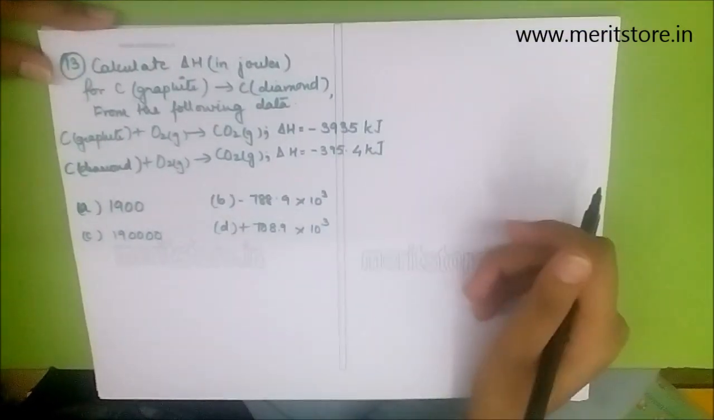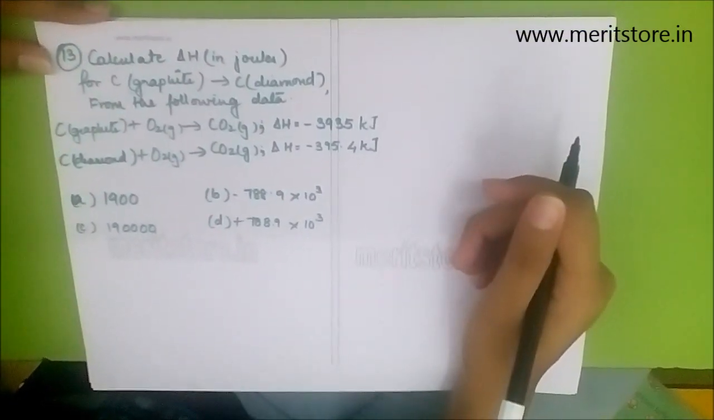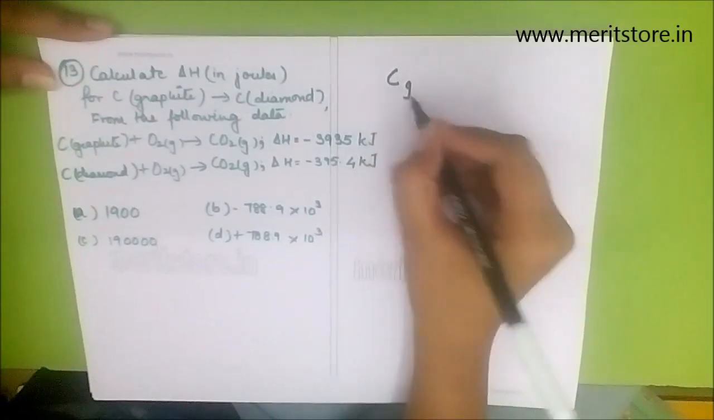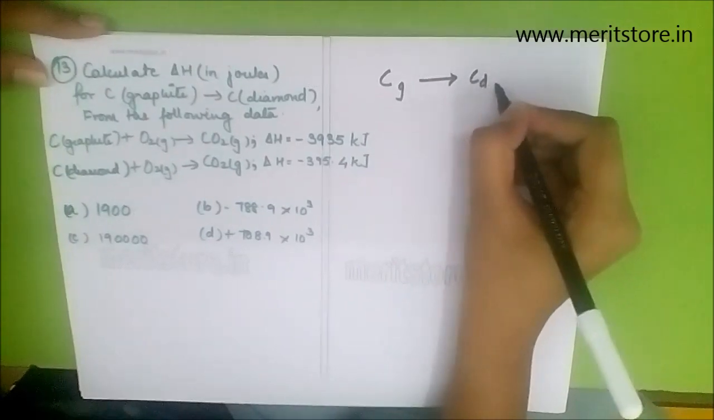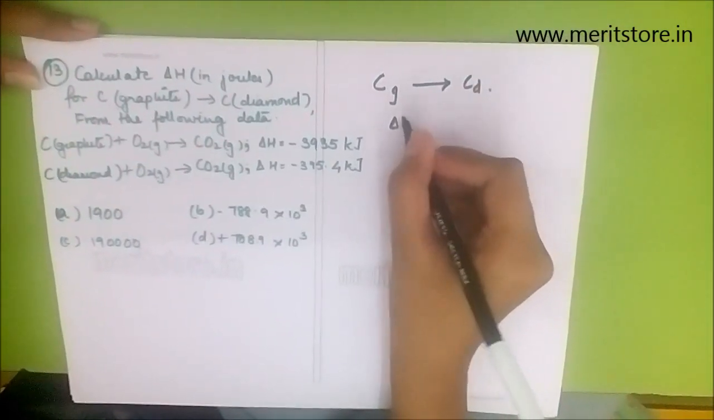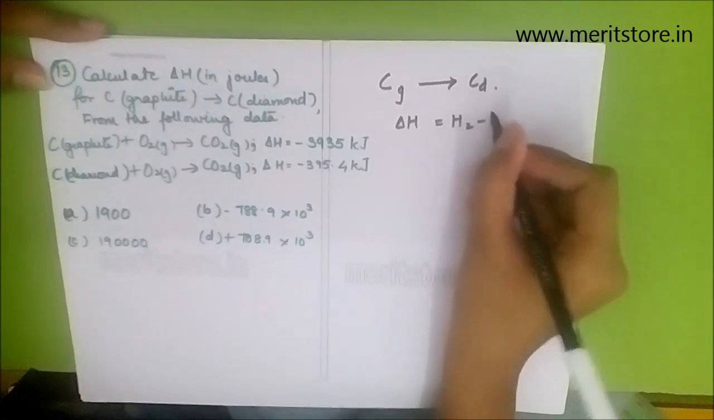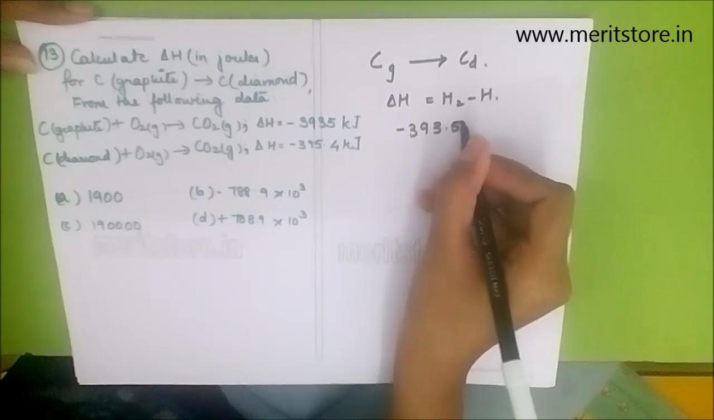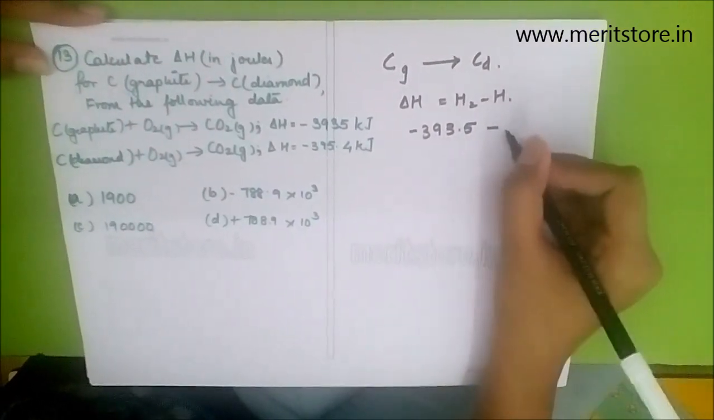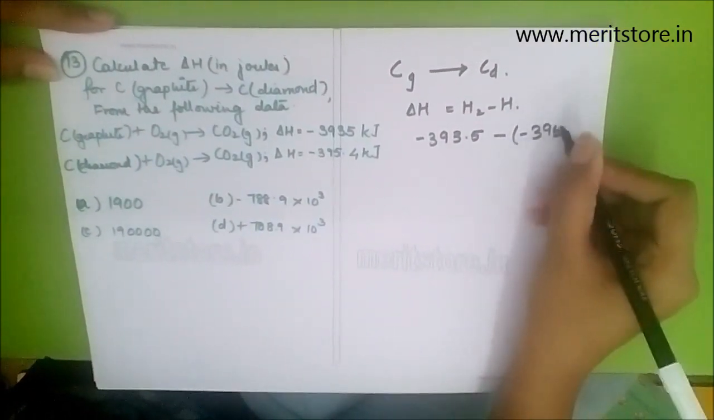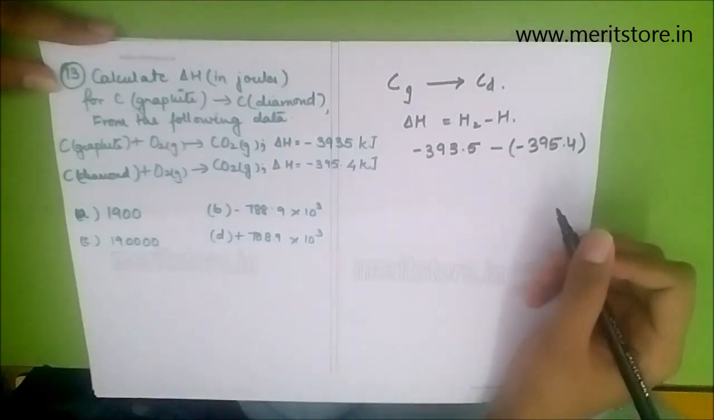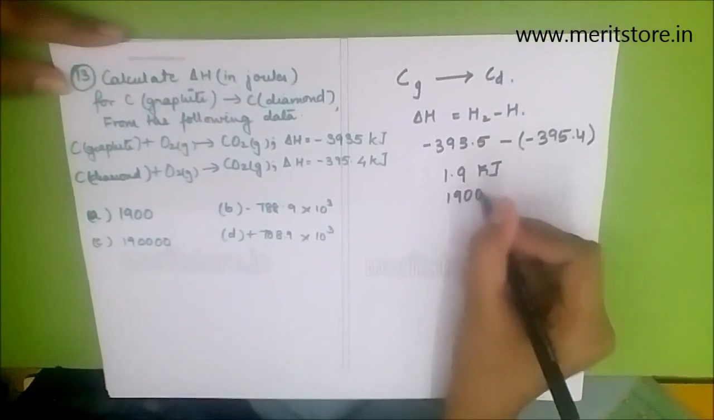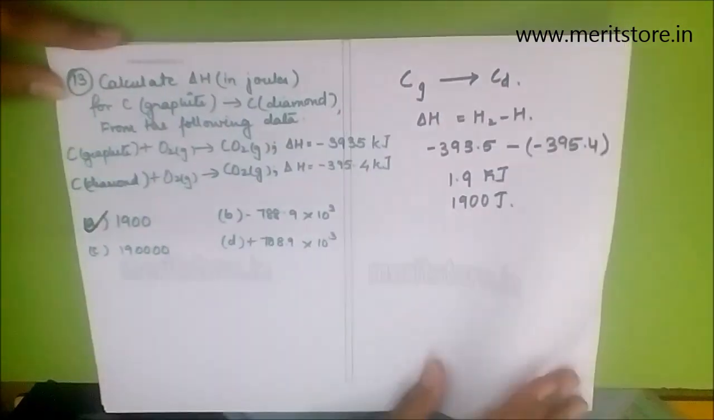Calculate delta H in joules for graphite to diamond from the following data. Now here graphite is converted to diamond. Therefore the enthalpy would be delta H, that is H2 minus H1, that is from graphite, 393.5 joules minus, which gives us the option of 1.9 kilojoules, and converted to joules we get 1900 joules.